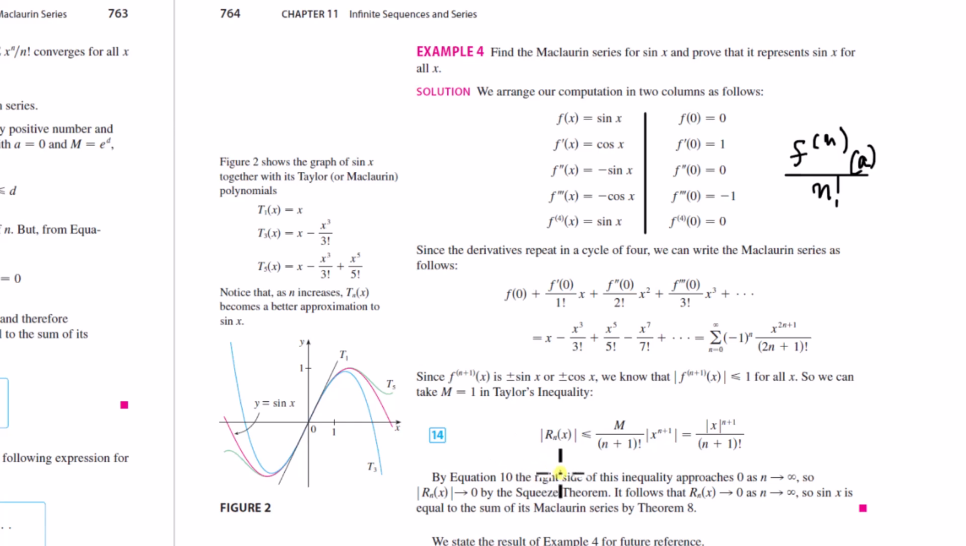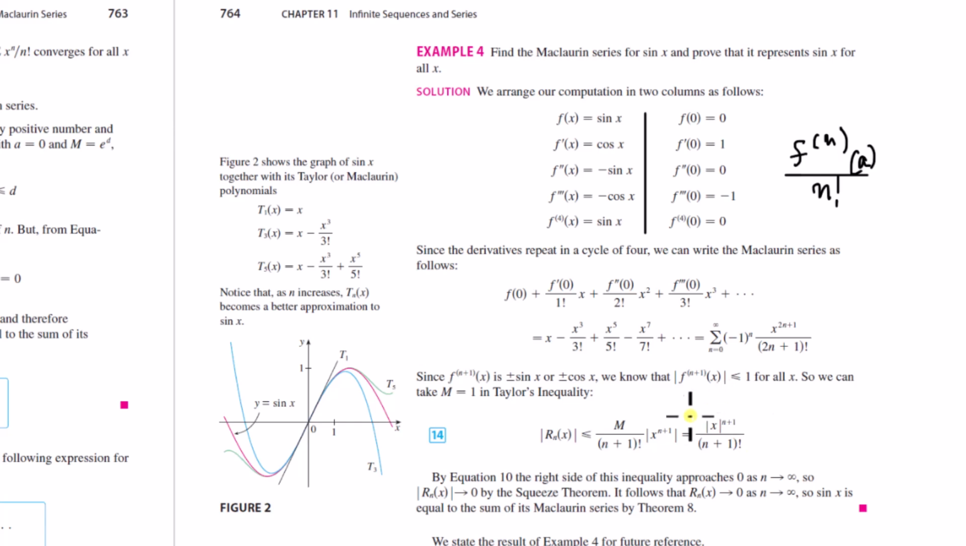So here's Taylor's inequality. The absolute value of R sub n of x is less than or equal to, so here it is. They replace M with 1, and they don't have to put any restriction, it's for all x. When they say for all x, that means d is any number. Okay, so there you go.